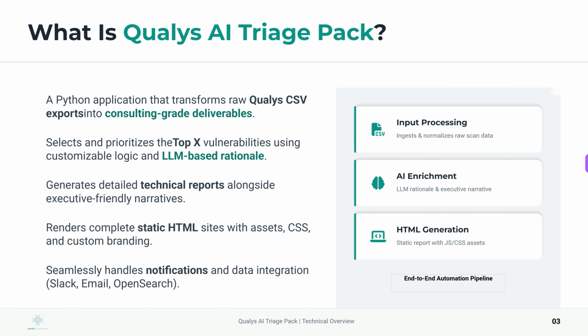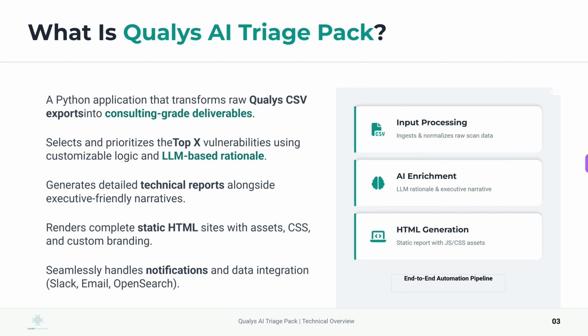Alright, so what is the Qualys AI Triage Pack in practice? It's a Python-based application that takes raw Qualys CSV exports and turns them into consulting-grade deliverables, meaning outputs you can use in real meetings and real engagements with a consistent methodology.